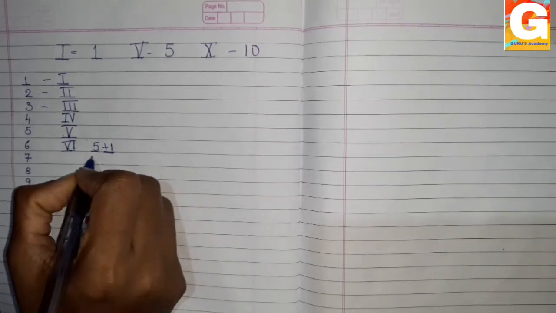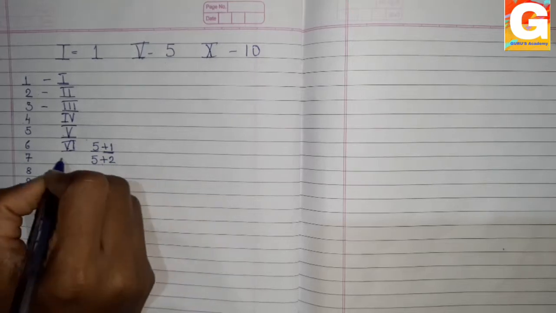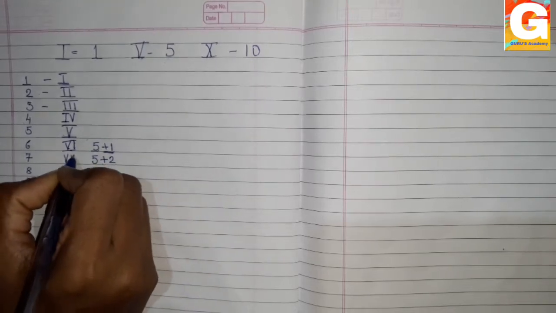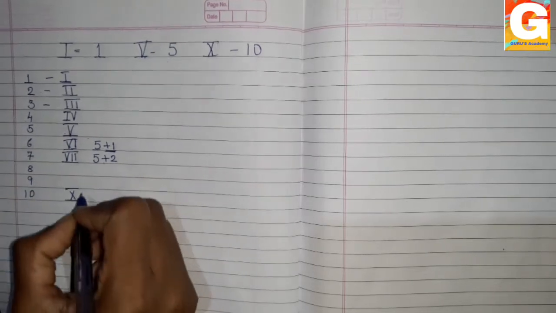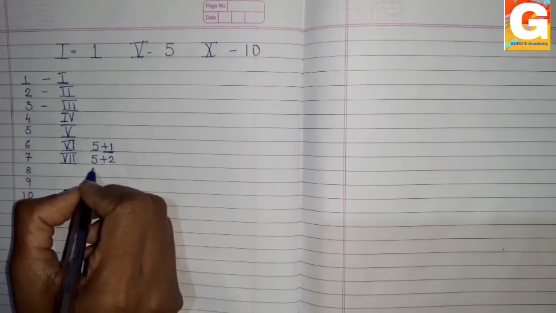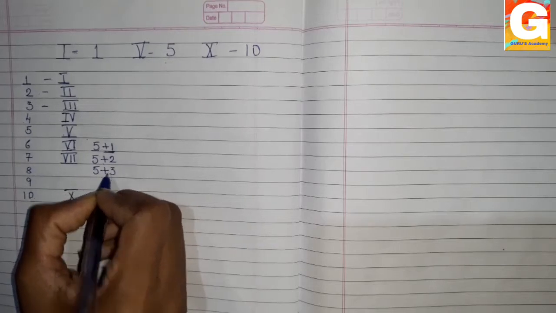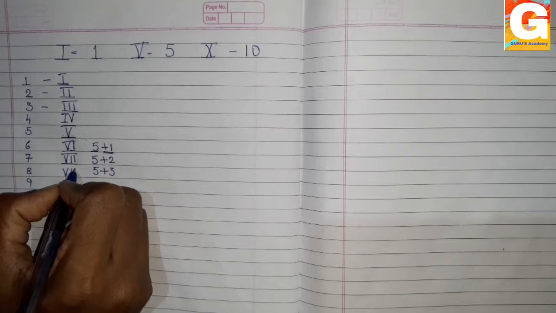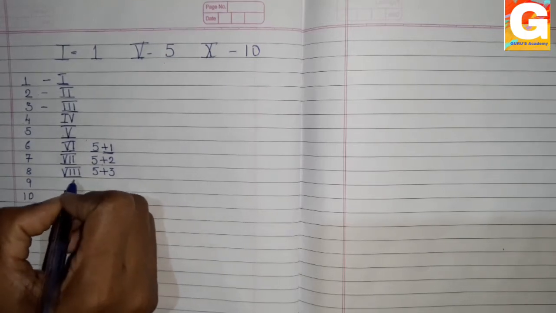Similarly, when we go for 7, 7 means what? 5 plus 2. So what will you write? This is your Roman number 5. This is 1 and 2. So 2 lines after 5. That is your 7. Now how will you write 8? 8 means what? 5 plus 3. So what will come here? This is your 5. 1, 2, 3. This is how we are supposed to write 8.